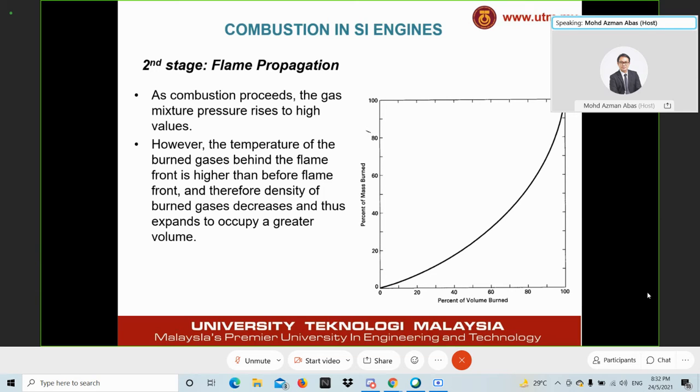As combustion proceeds, the gas mixture pressure rises to high values, reaching the maximum peak pressure. However, the temperature of the burnt gases behind the flame front is higher than before the flame front. If you could imagine the spread of the combustion, the flame front furthest away from the spark plug has the highest temperature compared to the previous position of the flame front. Therefore, the density of the burnt gases decreases and thus expands to occupy a greater volume.